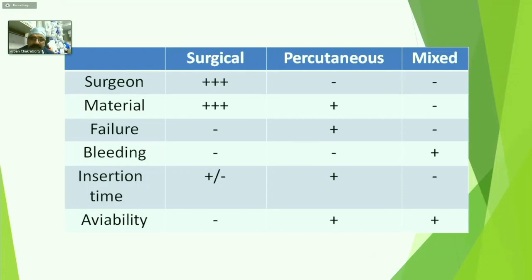Obviously, there are problems with the surgical, percutaneous and mixed procedures. Somewhere bleeding is more, somewhere surgical presence is more, somewhere failure chance is more. So my take home is the ECPR should be done by a confident person who is doing regular cannulation, and the cannulation he is doing regularly on his own should be the prime method of cannulation at that point of time.